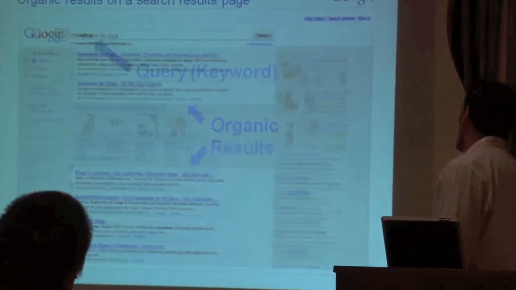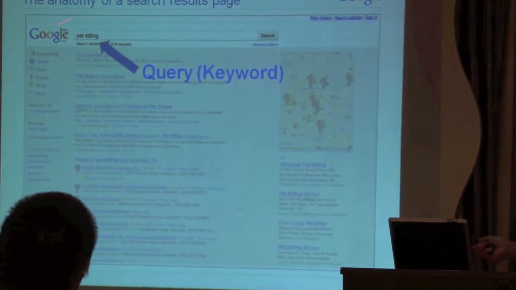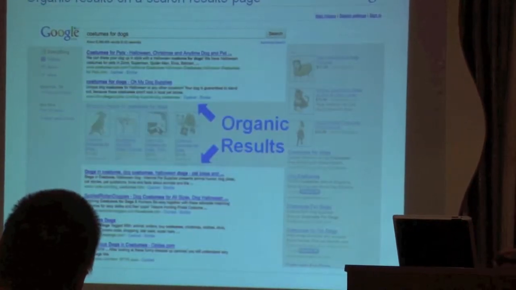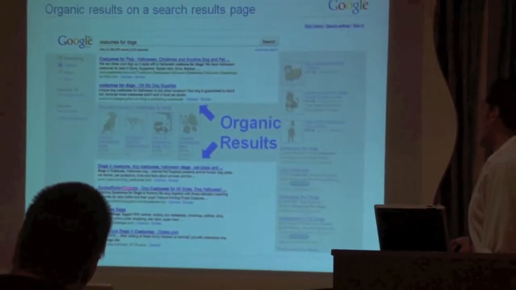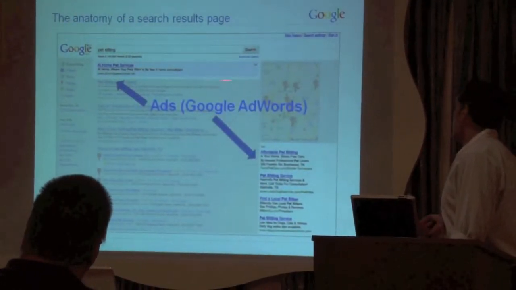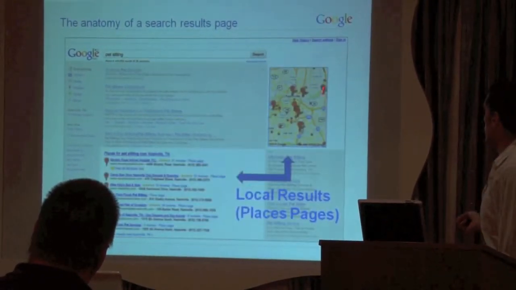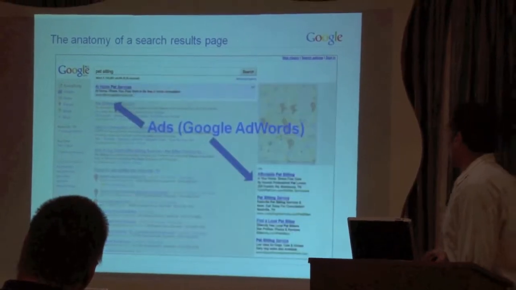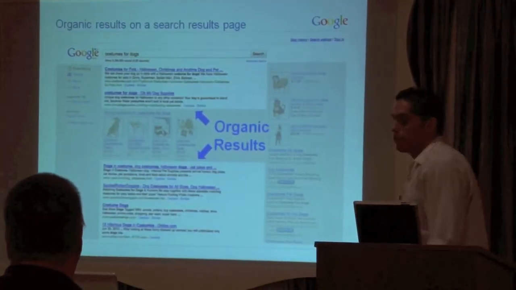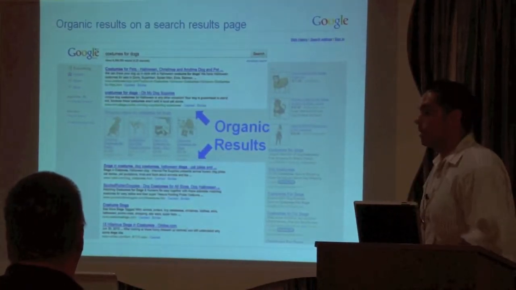So let's look at that one more time real quick. You have your query, or your search keyword. You have your organic results here and here. And then you have your ads and your Google Places. Now, important distinction between organic results and ads. Okay?